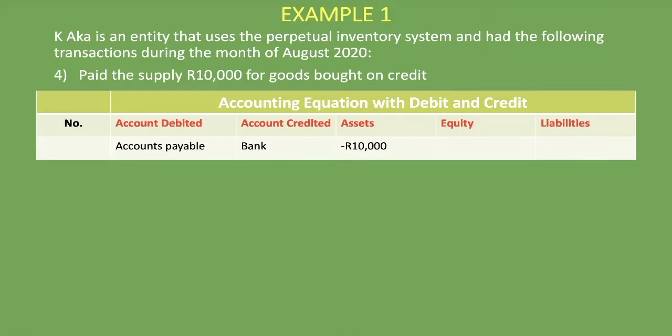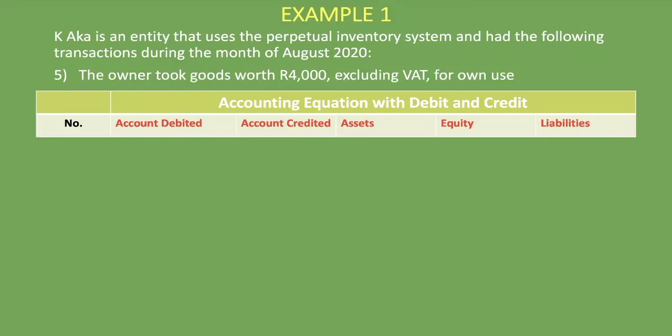So we put minus 10,000 on the asset side for the bank and minus 10,000 rand on the liability side for the accounts payable. That was an easy one. Let's go to the fifth one. The owner took goods worth 4,000 rand, excluding VAT, for own use.